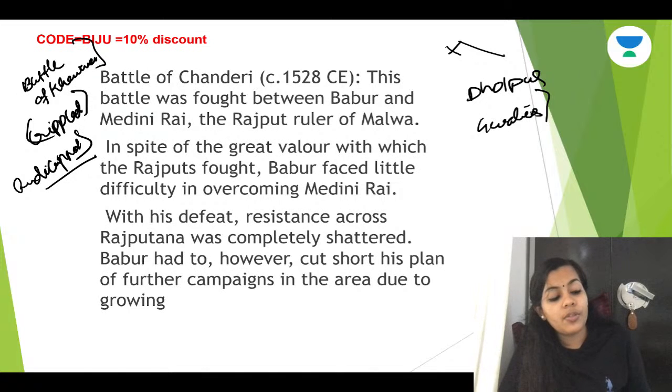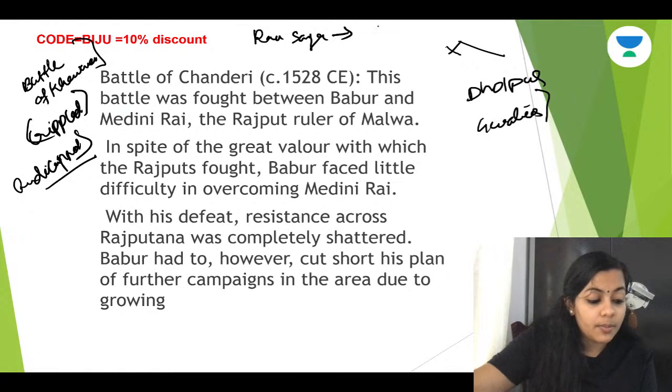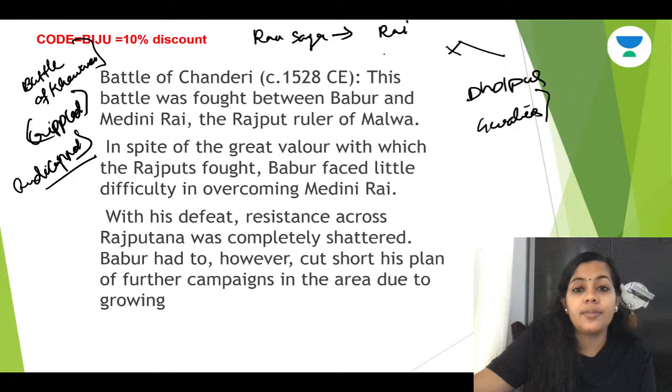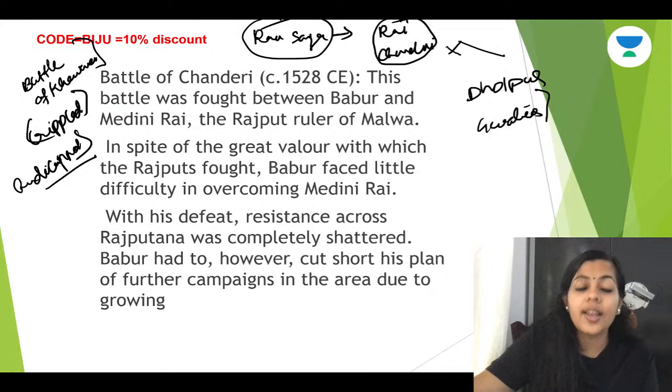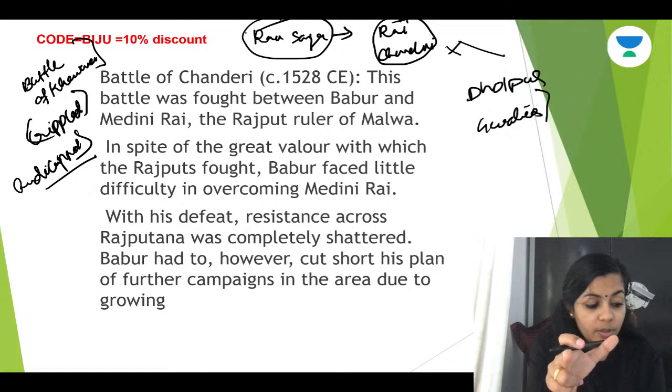One of Rana Sanga's great allies was the Rai of Chanderi. This Rai of Chanderi was a great ally of Rana Sanga, who always supported Rana Sanga and attacked Babur. So Babur thought, I have to do something about this. So he tried to turn the Rai of Chanderi against Rana Sanga. Okay.